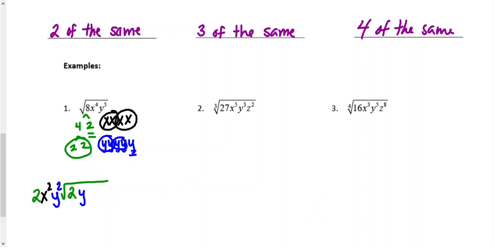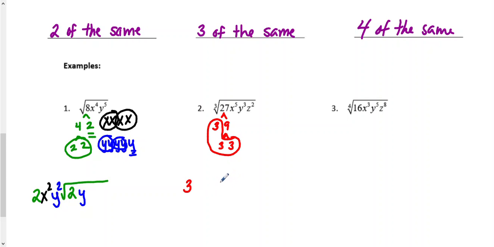All right, let's look at example 2. So example 2, I'm taking the cube root. Cube root means I need 3 of the same. So I'm going to start by breaking down 27. That can be broken down to 3 times 9. And then 9 can be broken down to 3 times 3. This now gives me 3 of the same. So 3 comes to the outside, just one group.